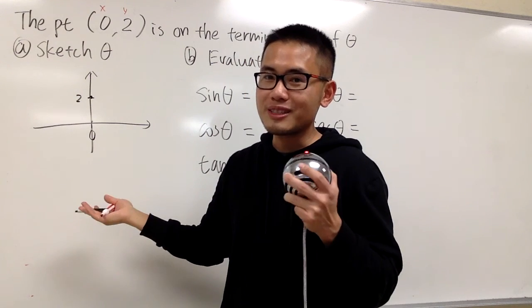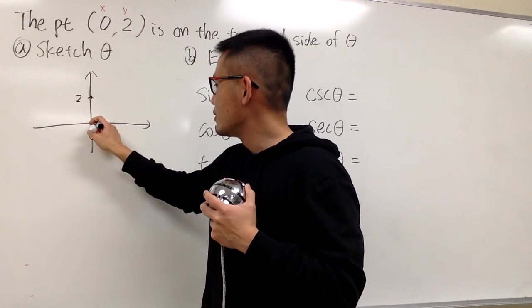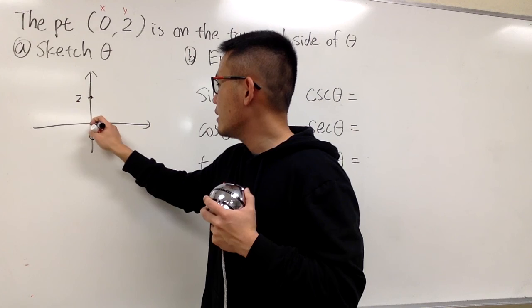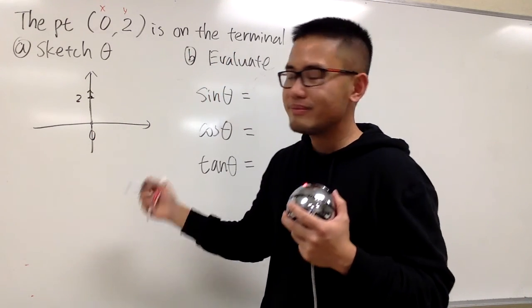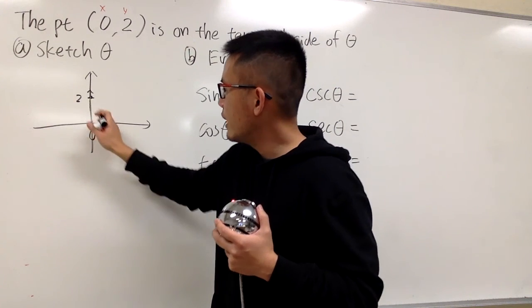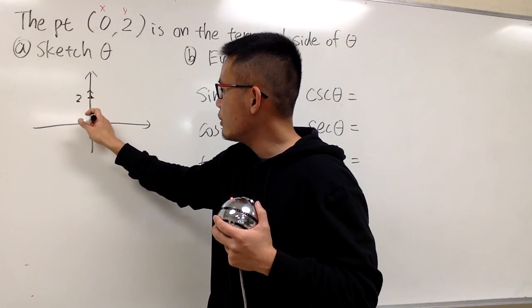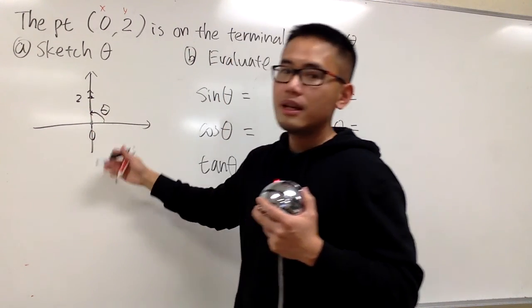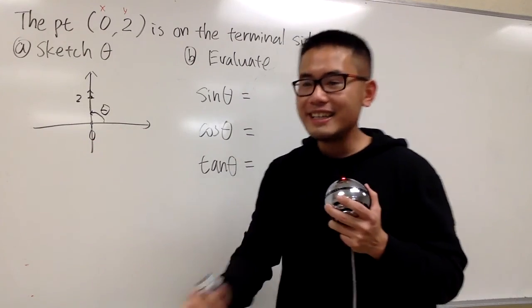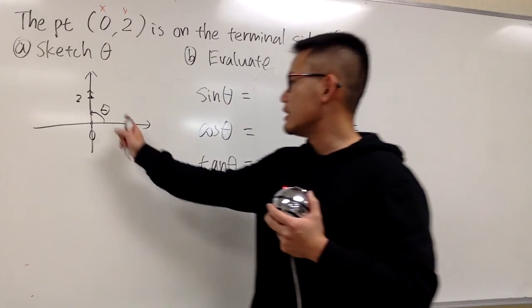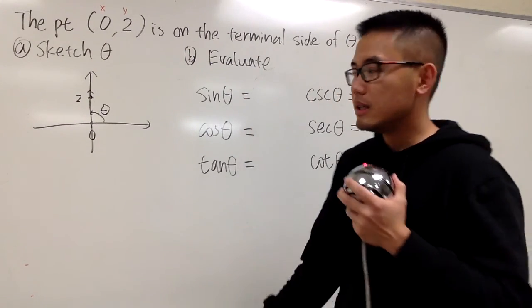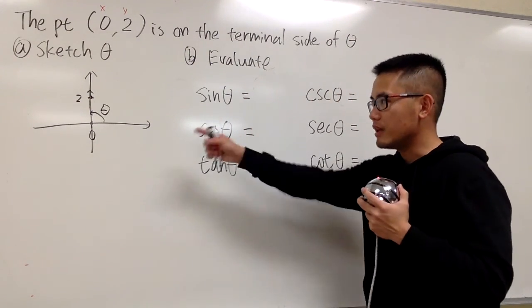And how about the terminal side? Technically, you still just draw from the origin and go through that point, right? How about the angle? Going from here, rotate it to here. So this is the angle that we're talking about, theta. And in this case, you know exactly the angle theta has to be 90 degrees, right? It's in the standard position and it has the smallest positive value for the angle theta.